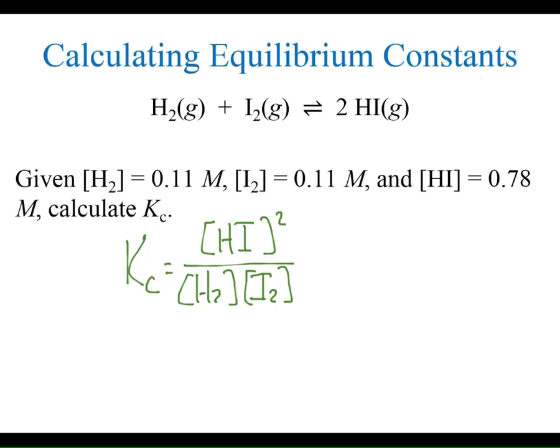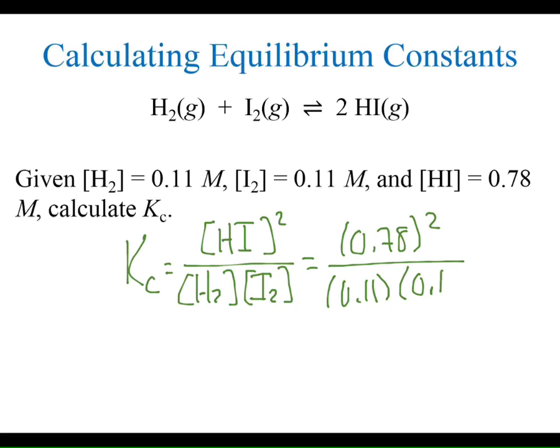So far, so good? Is that what you would have written? Hopefully. Okay. So now let's just plug in our values. What's the concentration of HI? 0.78, and we're going to square that over, what's the H2? 0.11 times what's the I2? 0.11. So we'll punch that in our calculators.